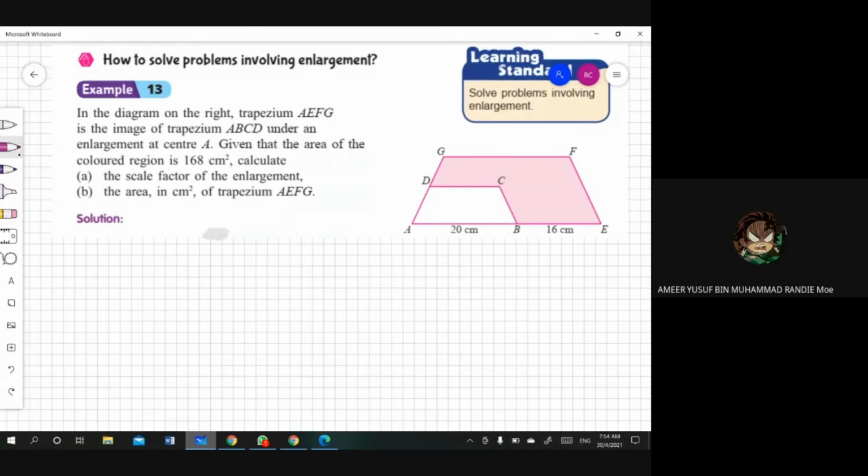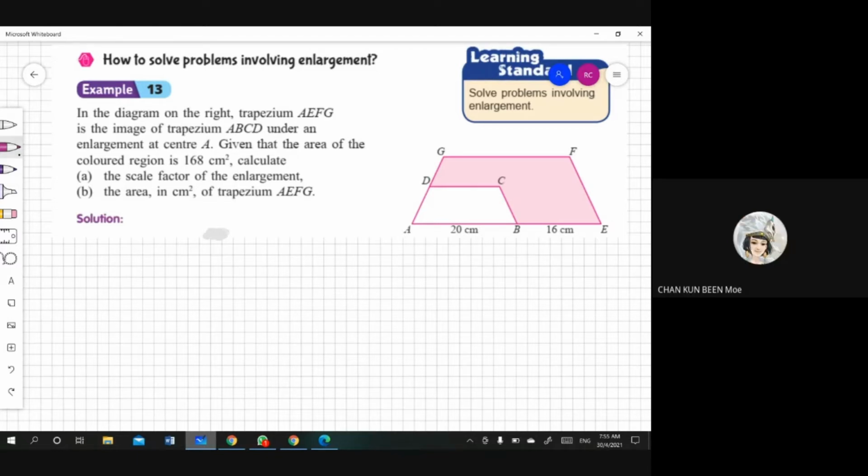Okay. Example 13, in the diagram on the right, trapezium AEFG is the image of trapezium ABCD under an enlargement at center A. Given that the area of the colored region is 168 centimeters square, calculate A, the scale factor of the enlargement, B, the area in centimeters square of trapezium AEFG. Okay, thank you very much.